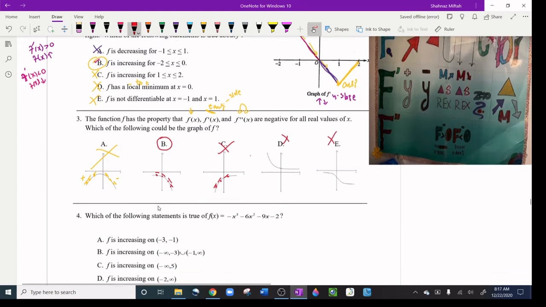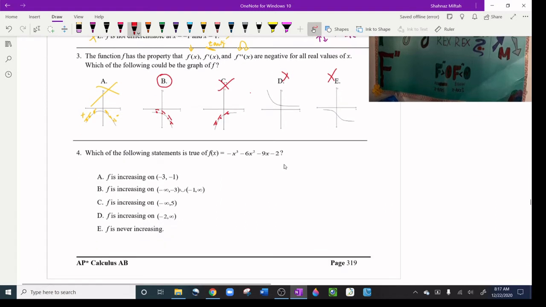Question number 4, which of the following statements is true? F of x equals negative x cubed negative 6x squared minus 9x minus 2. If they talk about increase or decrease, that's the first derivative, f prime x. So we have to look for f prime x, make it equal 0, get the critical points and make a sign chart. Then it will give me increase or decrease. So let's take a derivative of this. So f prime x is equal to negative 3x squared minus 12x minus 9.